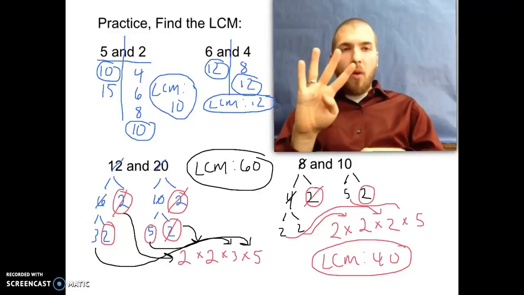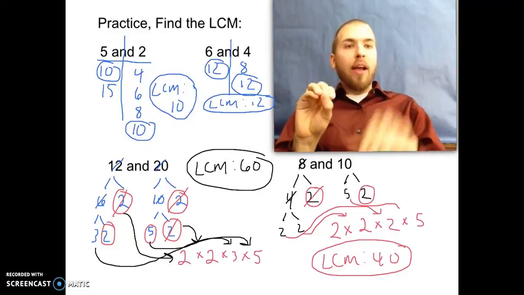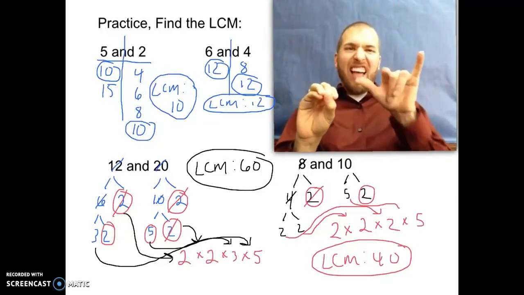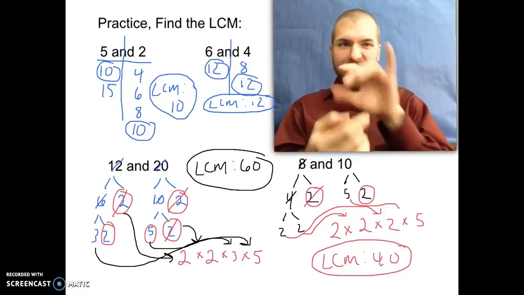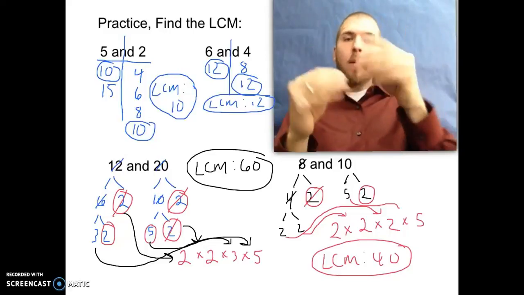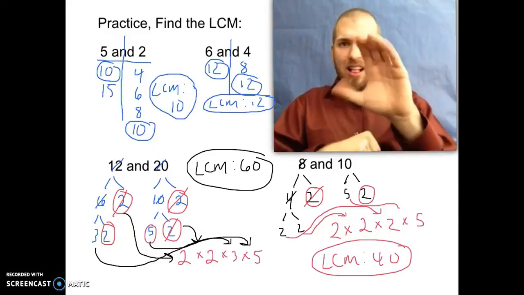So if you were to list out 8 and 10, all their different multiples, you would finally find that their least common multiple is 40. But sometimes it's easier to use the factoring method.